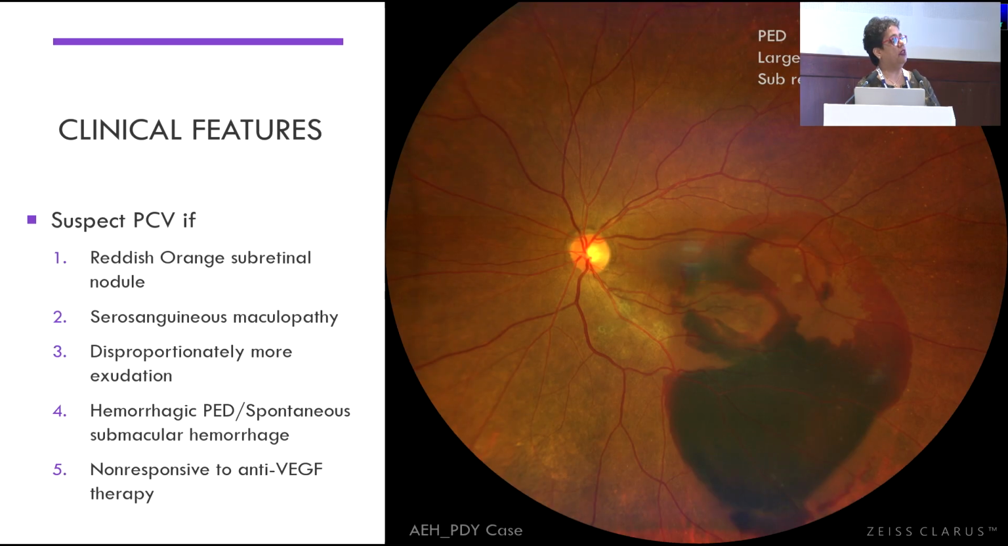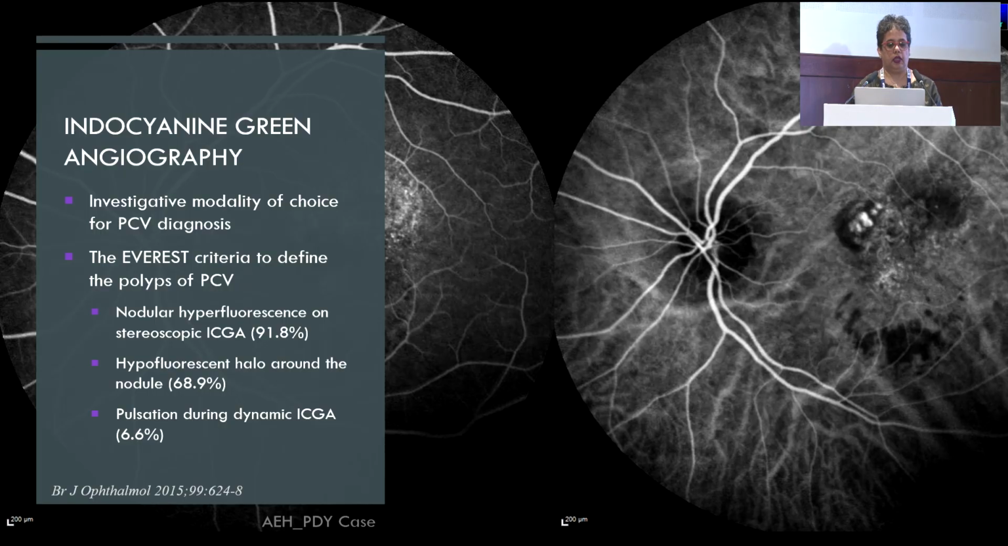We should suspect PCV clinically when you are seeing the orange-red subretinal nodule, serosanguinous maculopathy. Here you can see in this case you have a large PED. Here you have subretinal hemorrhage, sub-RPE hemorrhage, a large lesion happening there. Also suspect it when there is disproportionately more exudation, and when you have used anti-VEGF and there's a poor response to it.